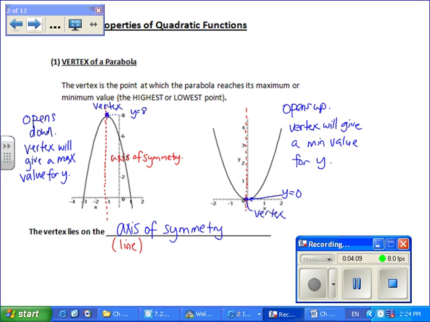Remember that the axis of symmetry also has an equation, x equals some number. The axis of symmetry for my first one looks like it's x equals -1, the place where it goes right through the x-axis. And over here it looks to me like the axis of symmetry is x equals 0. That looks like the equation for that axis of symmetry.